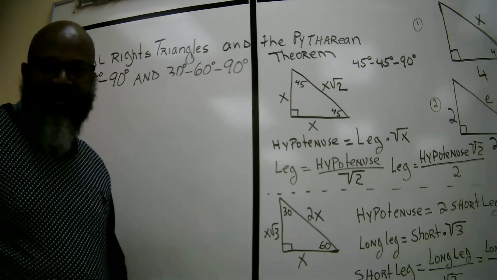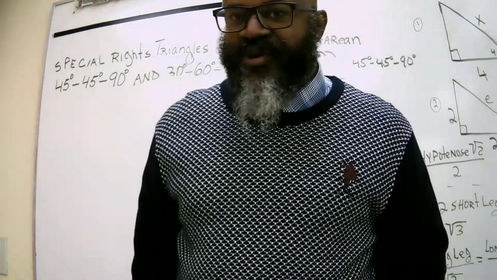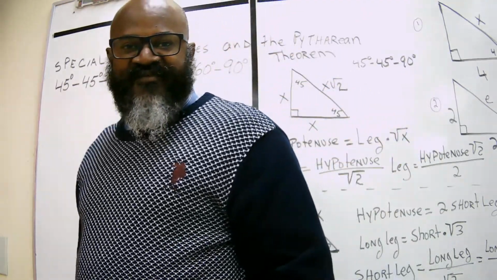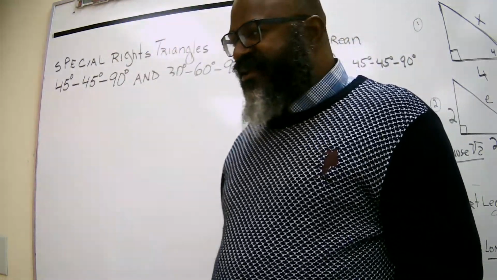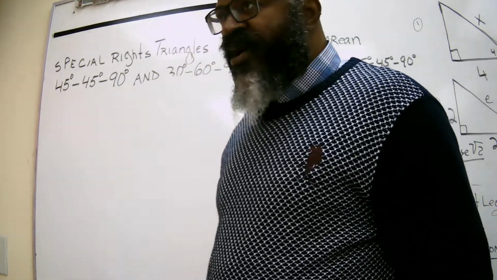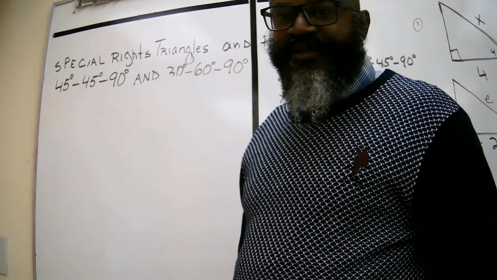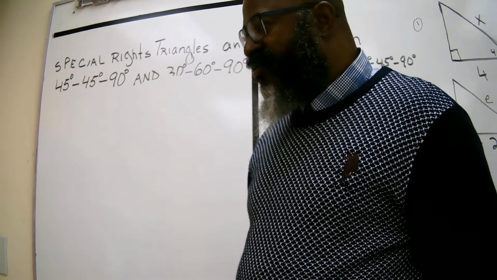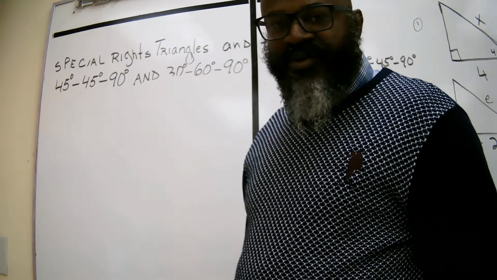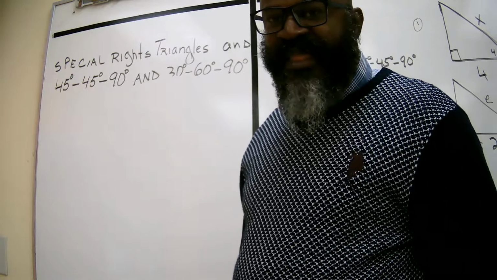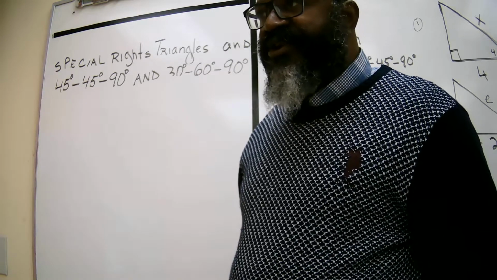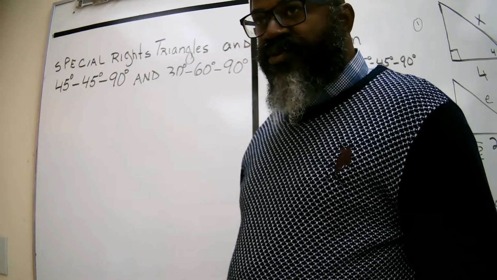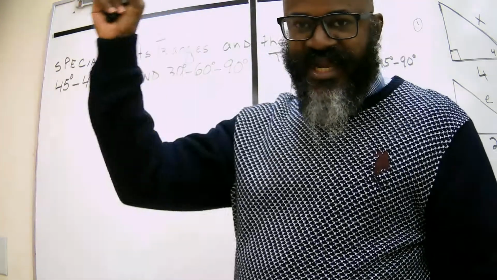In another one today, we're going to talk about special right triangles. There are two special right triangles: 45-45-90 and 30-60-90. When you have those two triangles, you can still use the Pythagorean theorem. However, it's going to take you more time. So those two special triangles have special shortcut properties. If you are aware of those, you will answer those questions just like that.